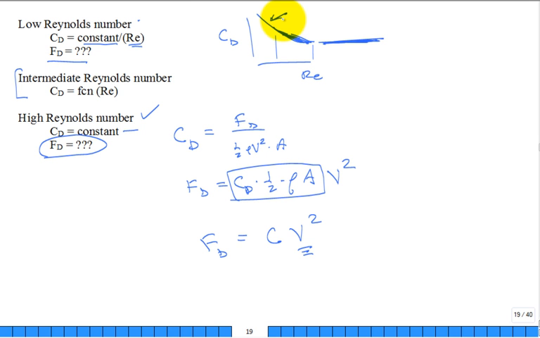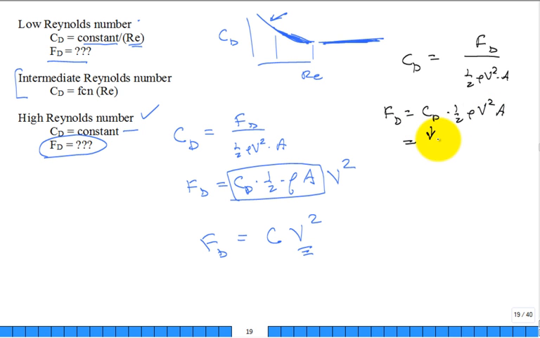Well, let's go back here now and do it again for the low Reynolds number case. For the first one, you have that the C sub D is a constant divided by the Reynolds number. C sub D is equal to the drag force divided by 1/2 rho V squared A. So F sub D is equal to C sub D times 1/2 rho V squared A. Now let's use that the drag coefficient is a constant divided by the Reynolds number. What's the Reynolds number? Rho V, some length scale, let's call it L, over mu. True?